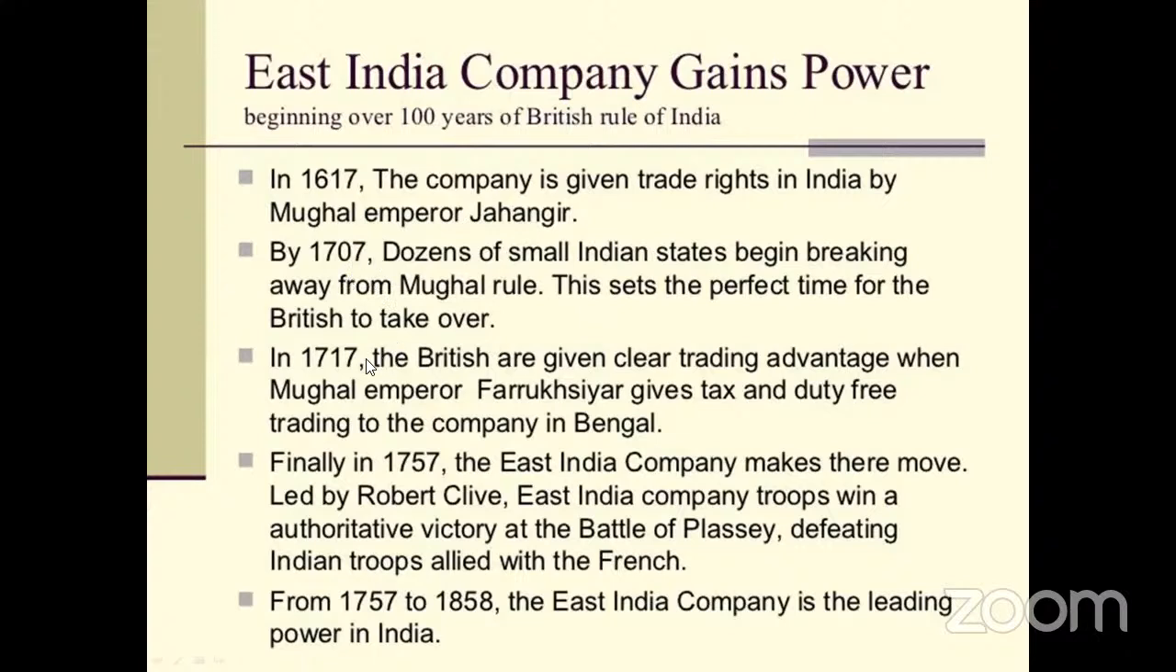After 1707, in 1717, the British were given a clear trading advantage by the Mughal emperor. They were given tax and duty free trading for the company in Bengal. First, they started in Bengal. Jahangir had given permission, but this was the other Mughal emperor, who gave tax and duty free trading.